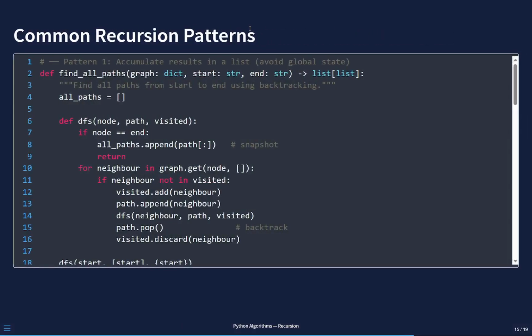Next, 5 essential patterns appear over and over in recursive programming. Recognizing the pattern immediately tells you the solution structure. Pattern 1: accumulate results in a list with backtracking.